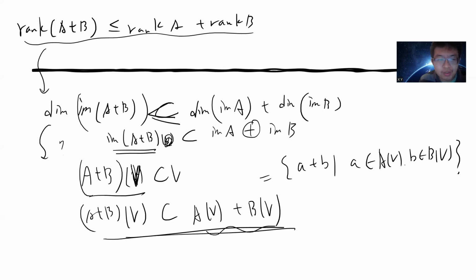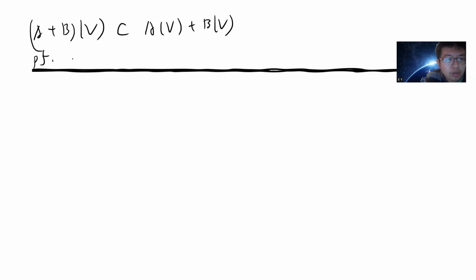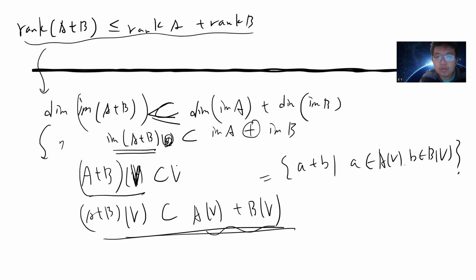But this is trivial. (A plus B)V is basically a subset of AV plus BV. The proof is trivial because if I take an element of the left-hand side, it looks like Ax plus Bx, but Ax belongs to AV and Bx belongs to BV by definition. So trivial. That's it.